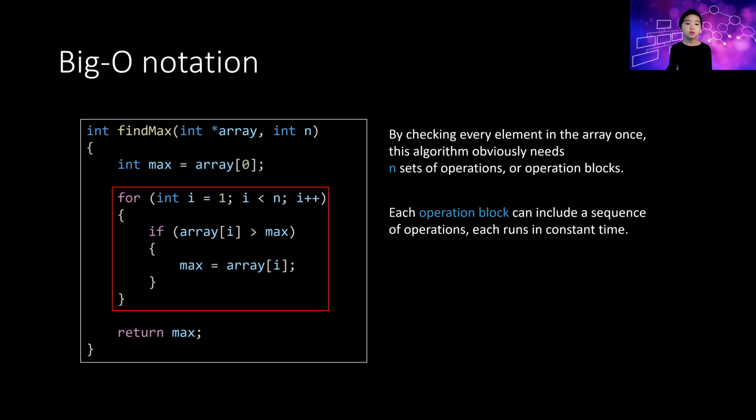Every time we enter the loop, we do a couple of things. We first get the element at the current index I. Then we make a comparison with the max value. If that's true, then we assign the current element to max. The code inside the for loop takes 4 operations in all. These are also called primitive operations, and they all run in constant time.